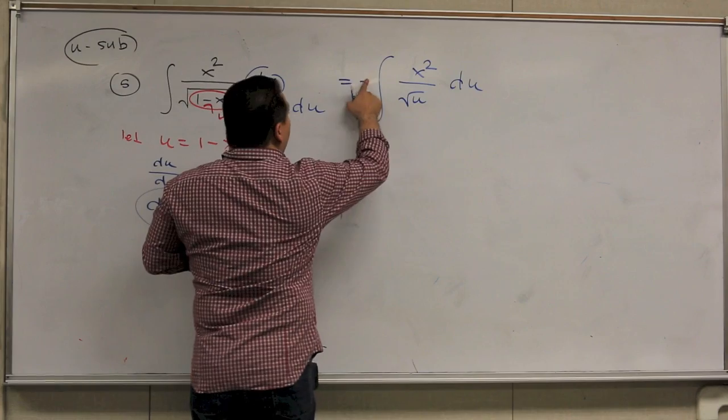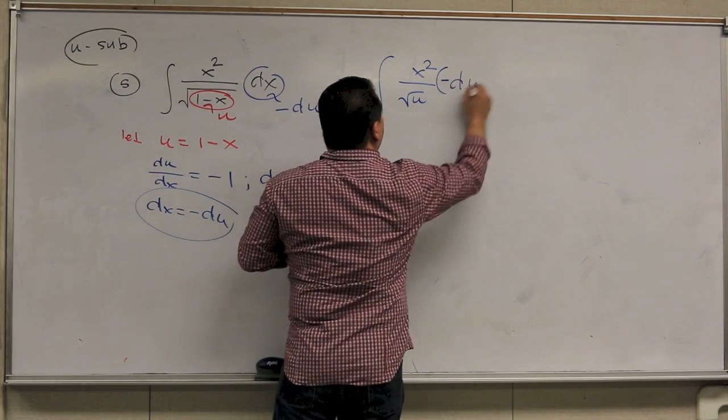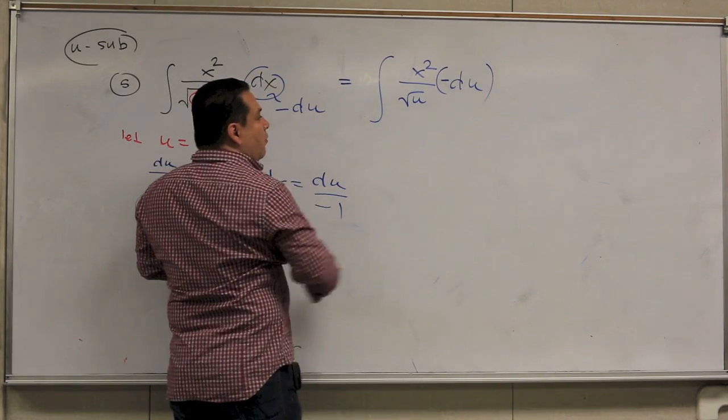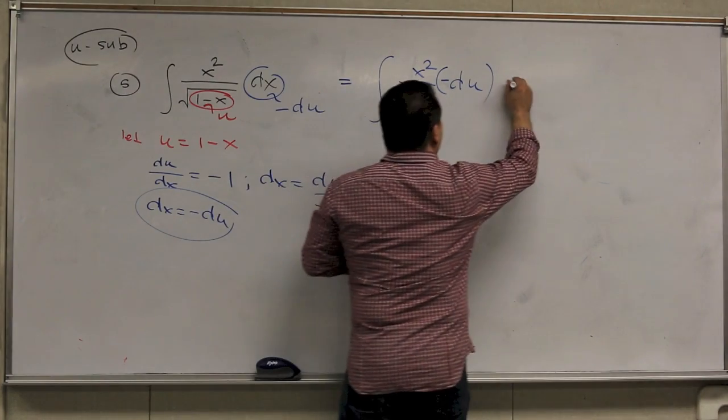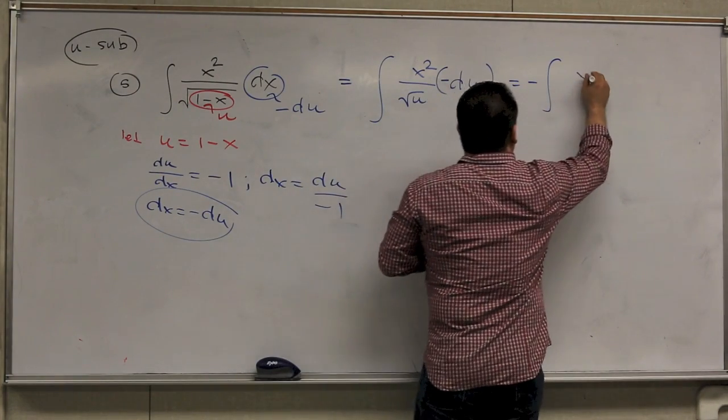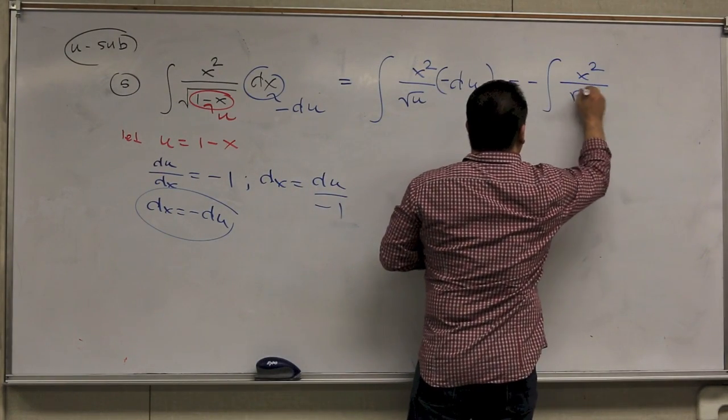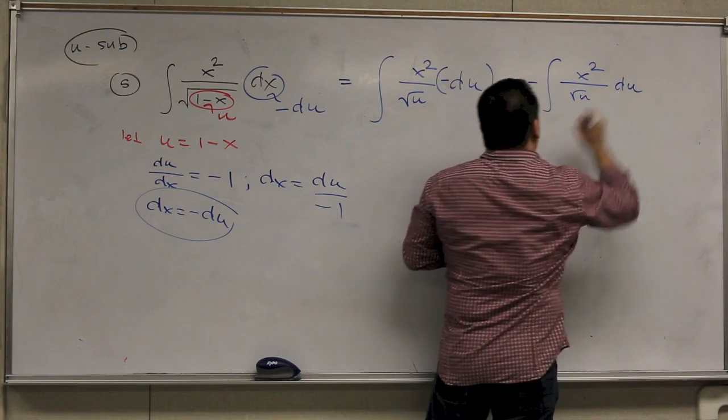Oh, you don't want to do that? Okay, let's just say negative du. Pull out the what? Negative sign, and we get x squared over square root of u du.